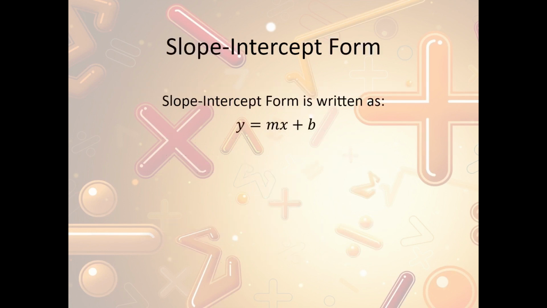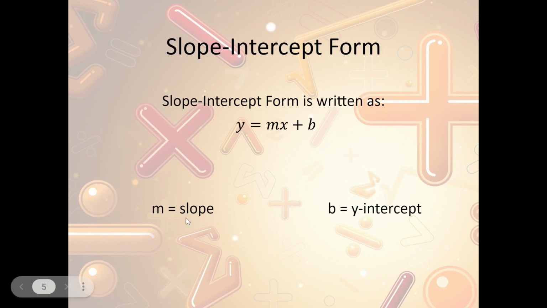Slope-intercept form is written as y equals mx plus b. And what does that mean? M is the slope, and b is the y-intercept. Y and x are my variables that stay variables so that I can plug numbers in and see what they come out to be. So m is the slope and b is the y-intercept. Now how can I remember that?